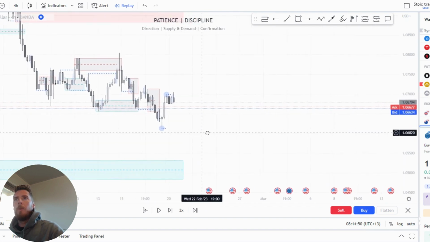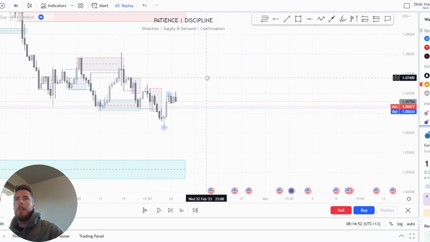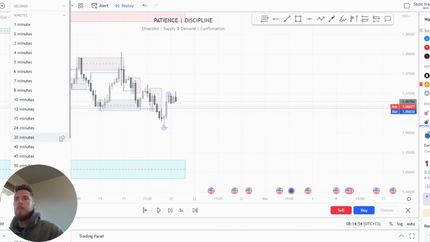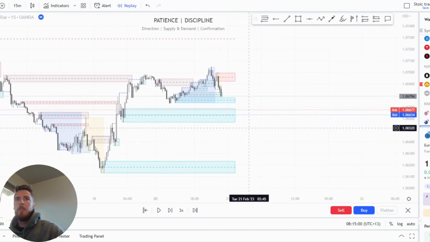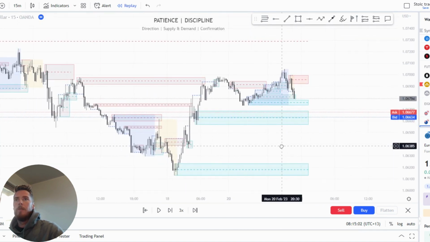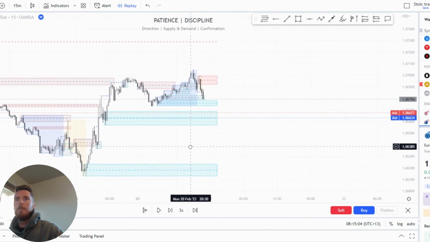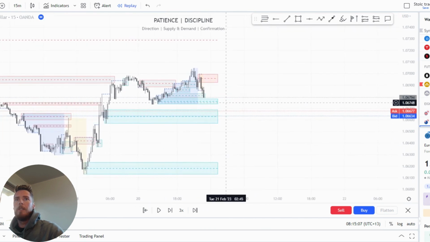I'm on the 4-hour chart at the moment, and you can still jump down to much lower time frames. Let's go to the 15-minute, for example, and see what that looks like. You can jump down to these much lower time frames and continue to play out the price action.